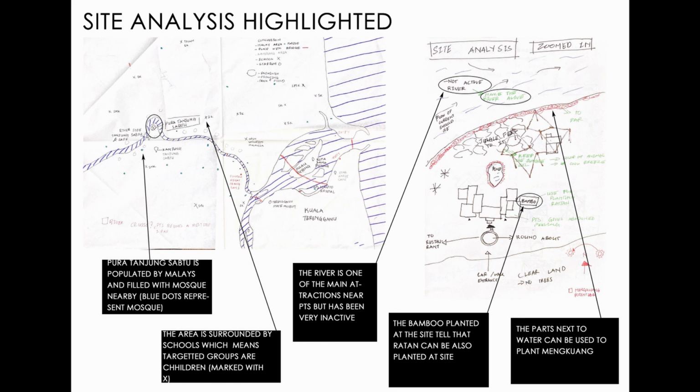I want to list out a few things, like pinpoint them. First is the river, as you can read from down there. Second is the schools. There are a lot of schools here. The mosque shows that this place is a Malay place. The bamboo located next to Purata Sabtu tells me that I can plant my rotan there. The soil is suitable for rotan, and the soil next to rivers and the pond is best for mengkuang planting.